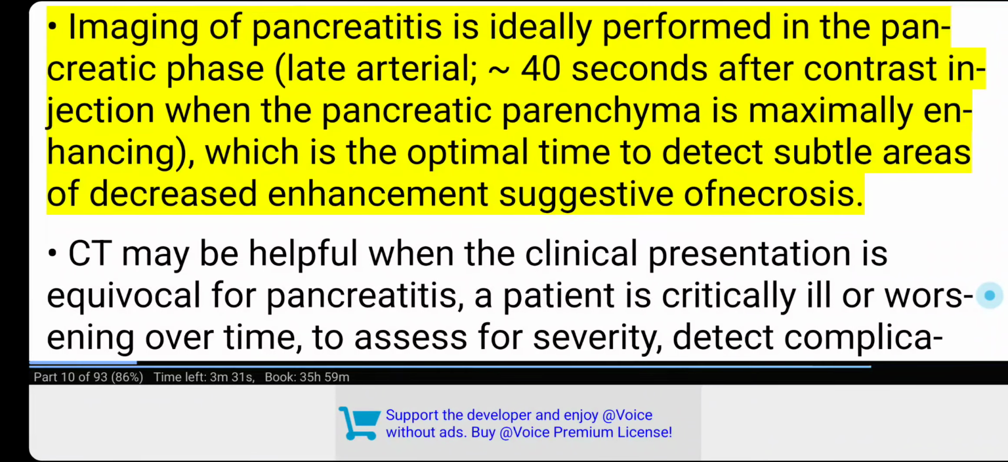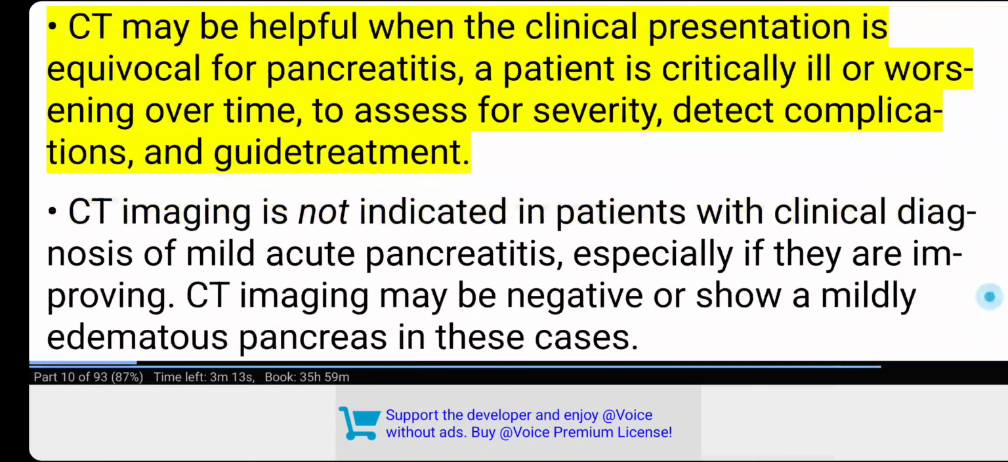Imaging of pancreatitis is ideally performed in the pancreatic phase, late arterial, approximately 40 seconds after contrast injection, when the pancreatic parenchyma is maximally enhancing, which is the optimal time to detect subtle areas of decreased enhancement suggestive of necrosis. CT may be helpful when the clinical presentation is equivocal for pancreatitis, a patient is critically ill or worsening over time, to assess for severity, detect complications, and guide treatment.